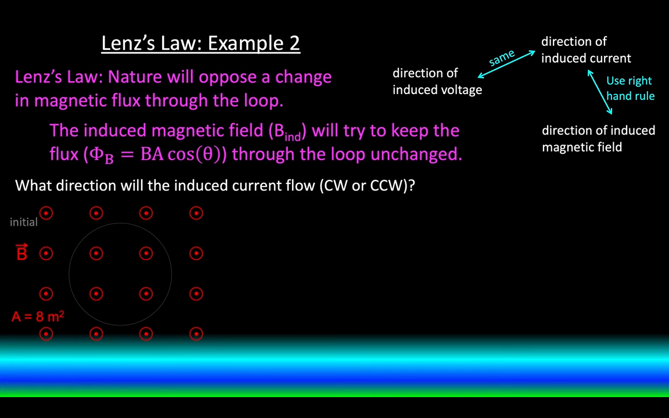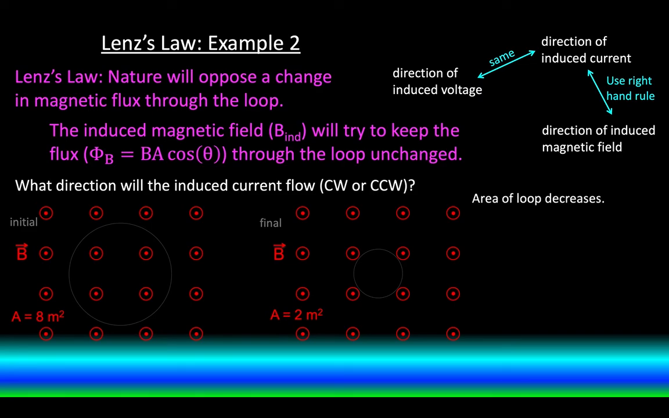What about this scenario? I have an initial magnetic field passing out from the computer screen towards you. I have a wire with a cross-sectional area of 8 meters. I shrink the size of the wire. Now I have a cross-sectional area of 2 meters. Well, the area of my loop has decreased. So therefore, the magnetic flux through my loop has decreased.